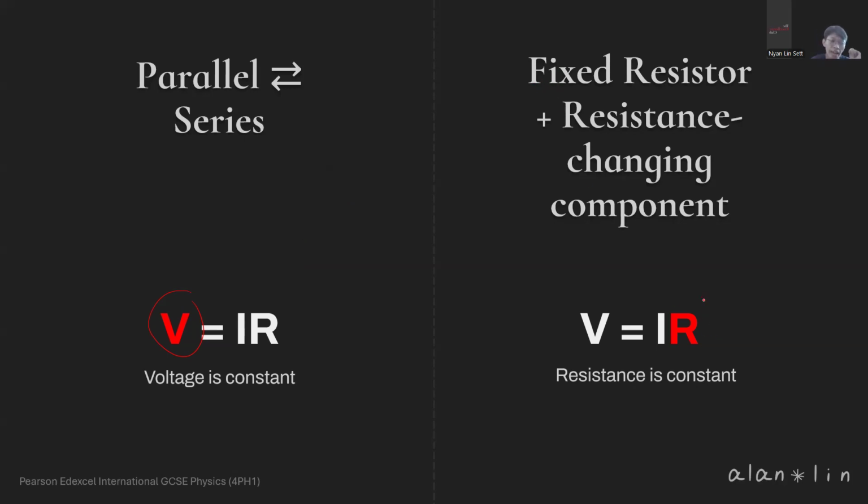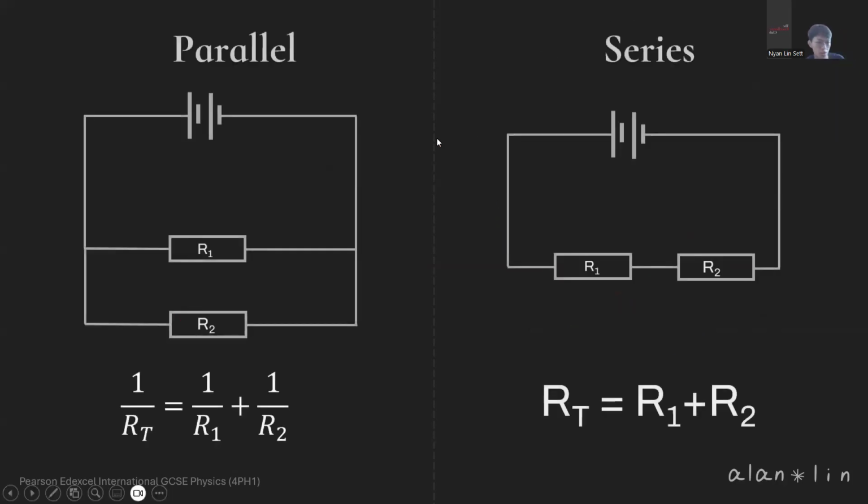However, when we're looking at the circuits where we have a fixed resistor and a resistance changing component, we're going to have to set R as constant. And that is because we are going to be using the fixed resistor as a link to understand how the voltage across the resistance changing component changes, or simply to look at how the voltage across the fixed resistor itself is going to change.